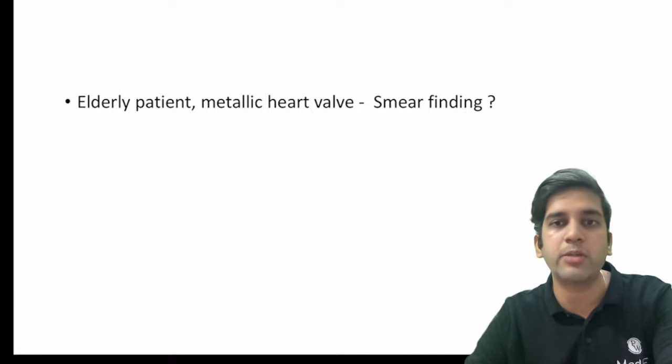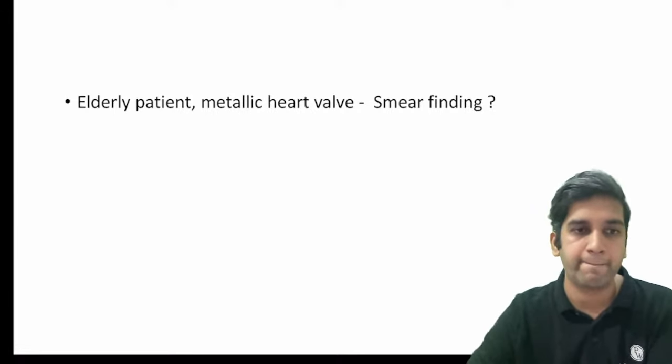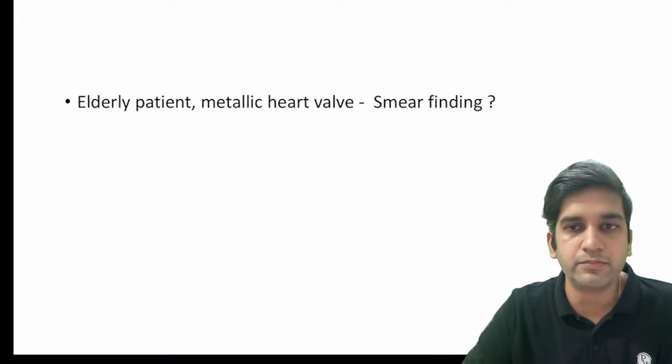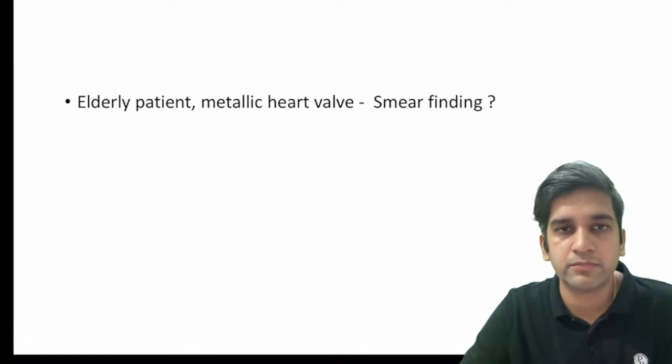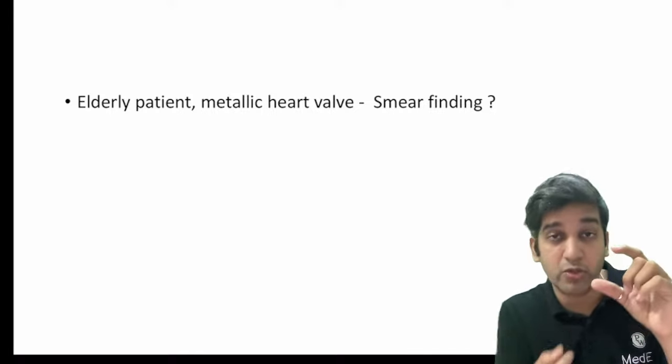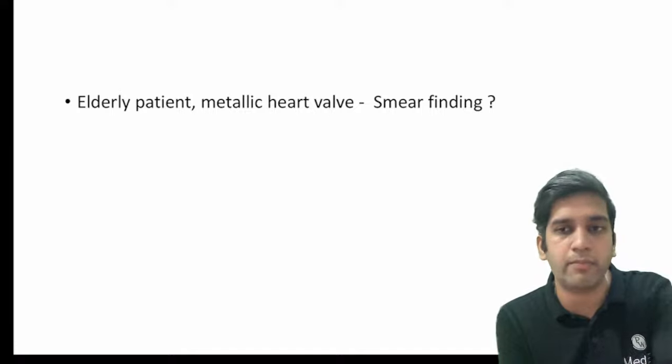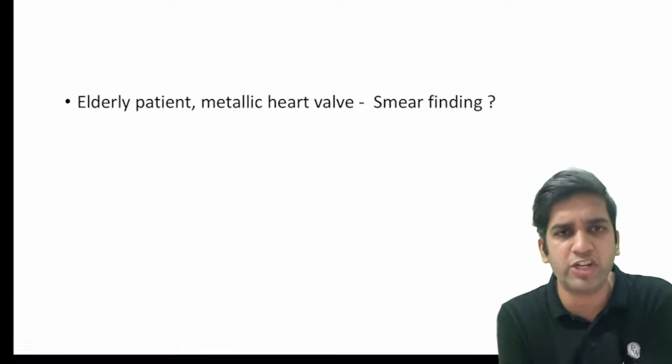Okay. Elderly patient, metallic heart valve. I want you to tell what will be the peripheral smear finding here. You have a classical finding in peripheral smear in case of a metallic heart valve. The RBCs go and hit, break, and we have schistocytes or helmet cells. It's a microangiopathic hemolytic anemia, right?